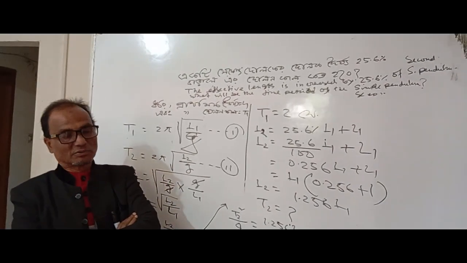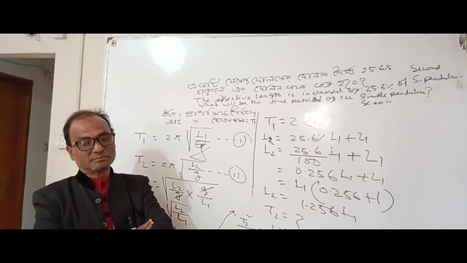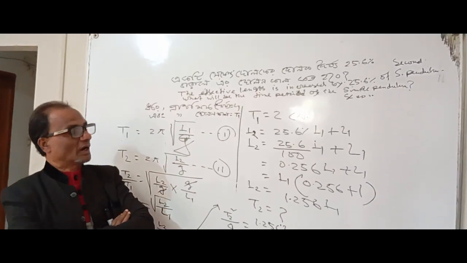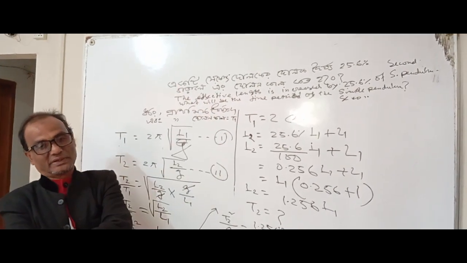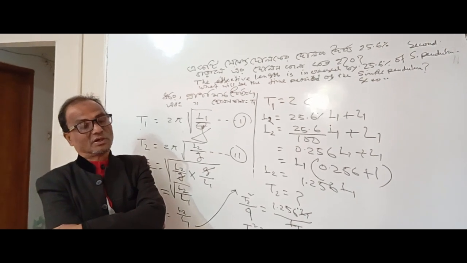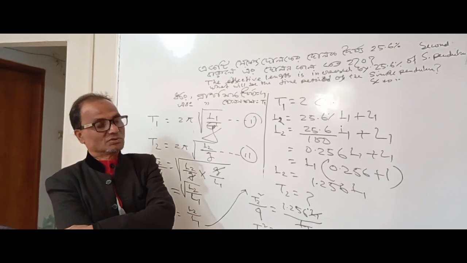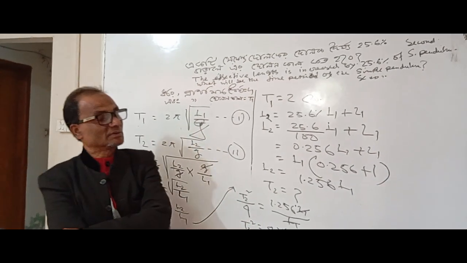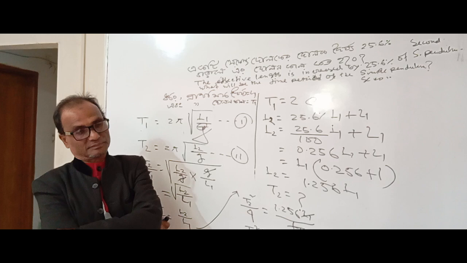Dear student, today I am going to calculate the time period of the second pendulum. Here a problem is given to you. The effective length of the second pendulum is increased by 25.6%. So find out the time period of the second pendulum.